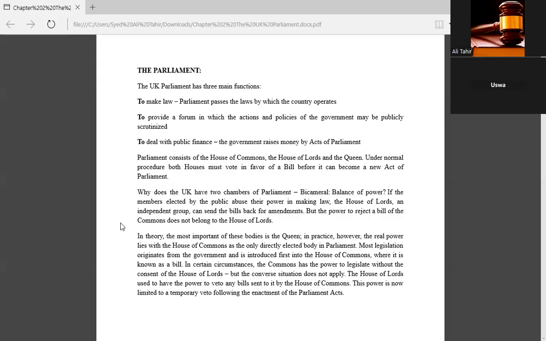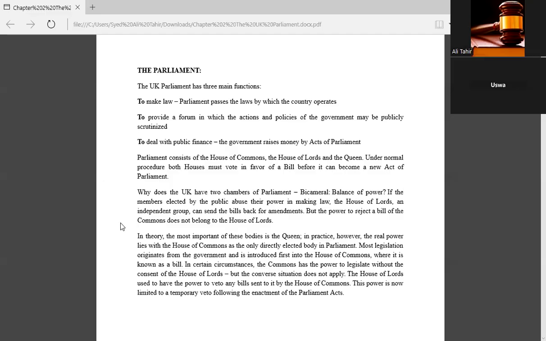The House of Lords is an independent group that can send the bills back for amendments, but the power to reject a bill of the Commons does not belong to the House of Lords. This is a more modern thing. Before, the Lords could significantly impact legislation. However, in today's time, legislation may be impacted by the House of Lords. However, the House of Lords may not indefinitely stop legislation from being released by the House of Commons. The House of Commons still has more or less an authority and sovereignty where bills are concerned.